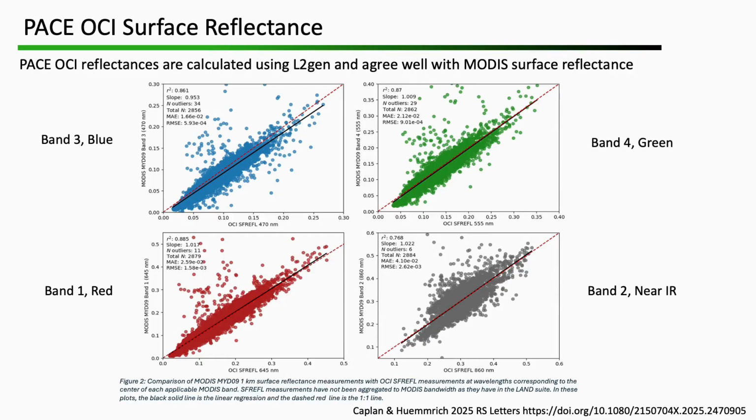The surface reflectances are calculated using an algorithm called L2Gen, and these agree fairly well with the MODIS surface reflectances in these comparisons here. L2Gen calculates the surface reflectance based on atmospheric absorption and atmospheric scattering. It does not include aerosols. We plan for future versions of the surface reflectance to use a more advanced atmospheric correction algorithm called ISOFIT, but that's again in the future.